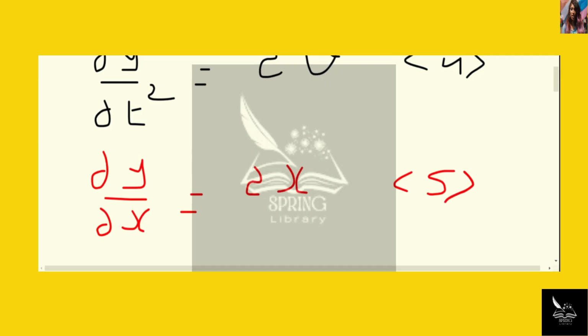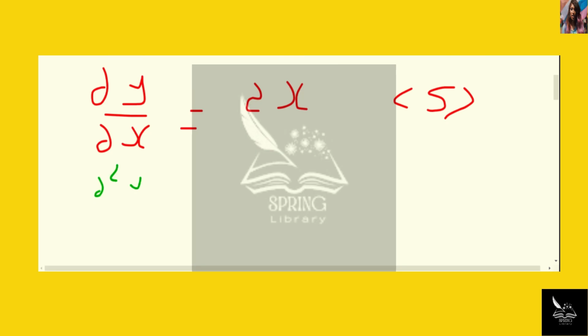Now, differentiating equation 1 with respect to x, that will give us del y over del x is equivalent to 2x. Let's say equation 5. And we are going to differentiate equation 5 again with respect to x, that will give us del square y over del x square will be equivalent to 2. Let's say equation 6.